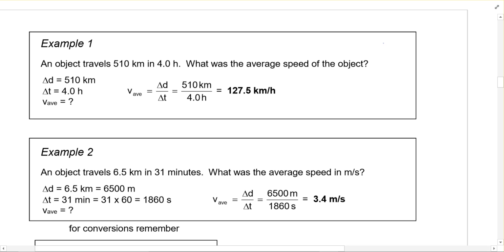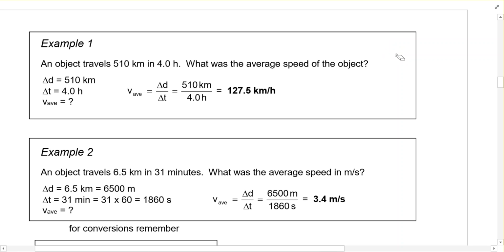But most of the time, we'll find that we want to be in meters per second. It's just more of a common way that we like to talk about speed. But that's not always the case. In this case, we want to talk about kilometers per hour.